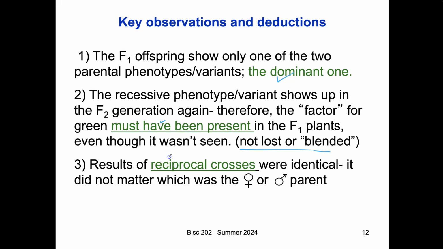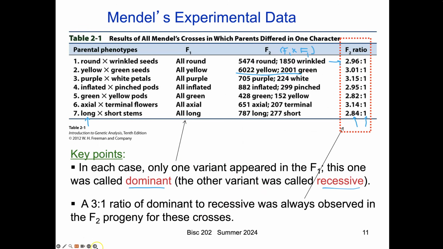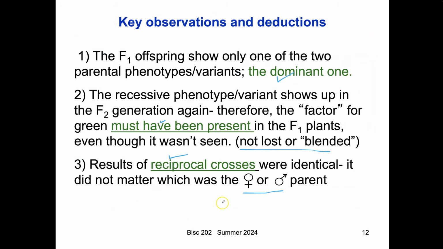And the results of crosses in both directions, the reciprocal crosses, always gave the same result. So it didn't matter which was the female part of the plant and which was the male part of the plant. You still got the same 3 to 1 ratios. You still got the dominant trait showing up in the F1 and that sort of thing.